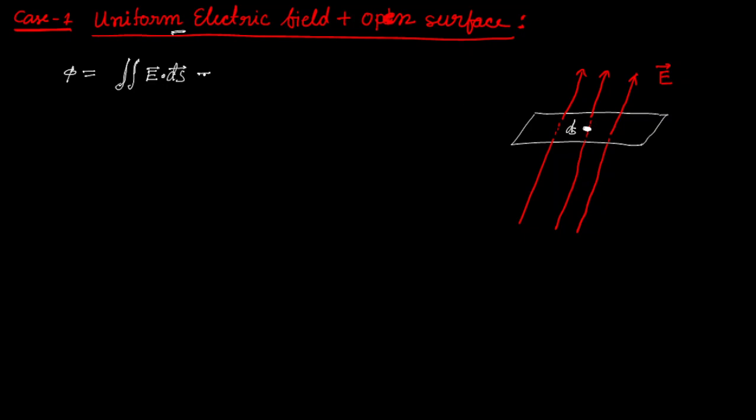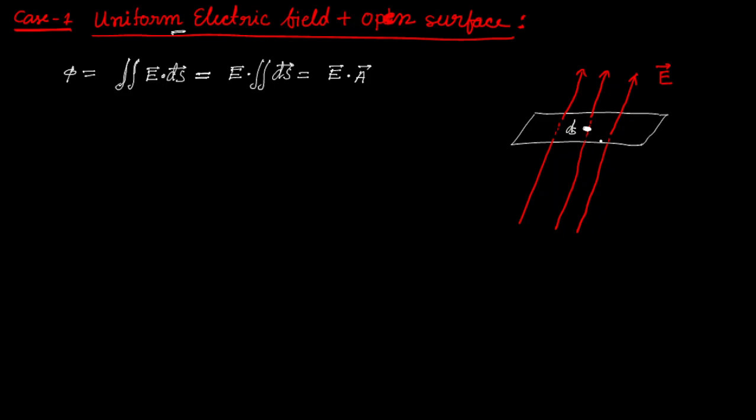So in this case, we can take the electric field out of the integration. Then we'll get E vector dot the surface integral of the elementary area. When you do this integration, it will give you the total area of the given surface. If the total area of the given surface is A, then we can write simply the dot product of the electric field and the total area of the given surface. That will give the flux through this open surface.